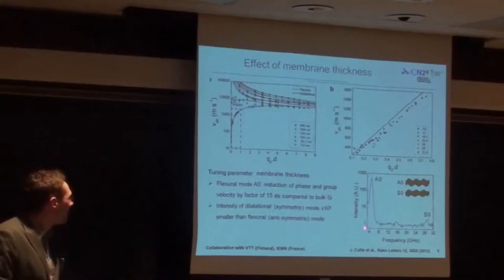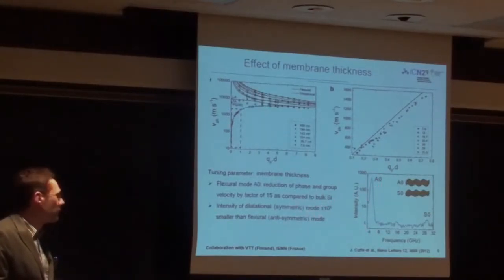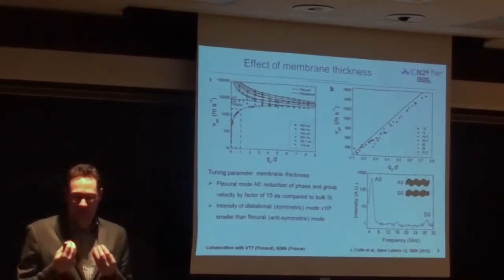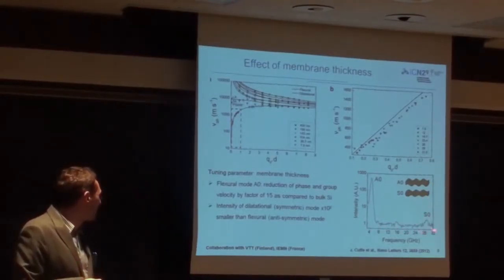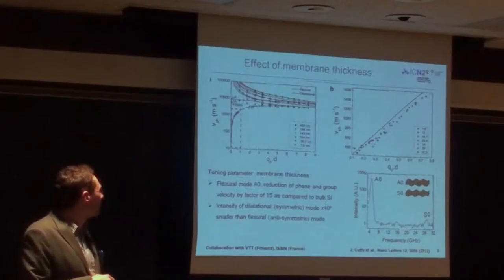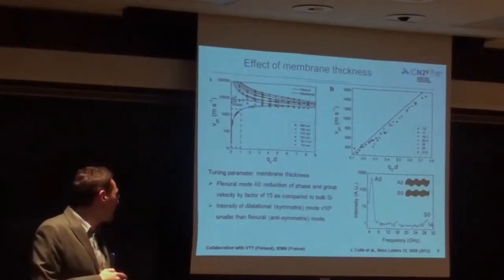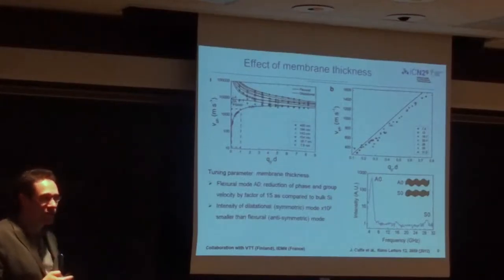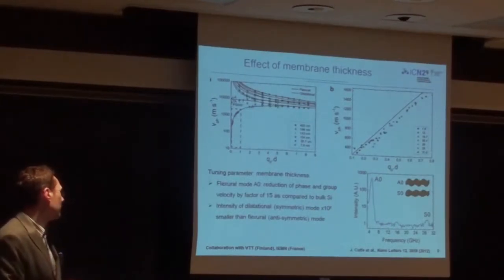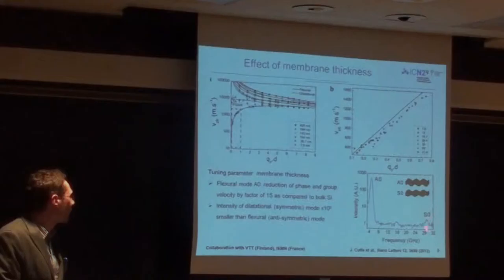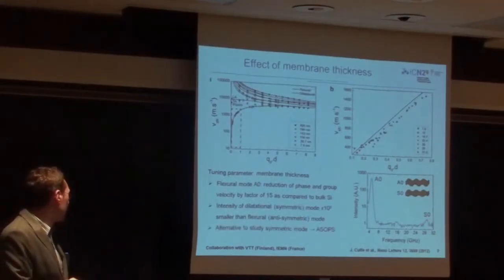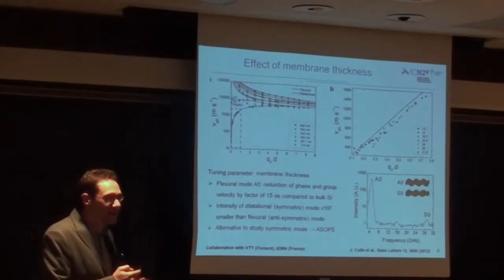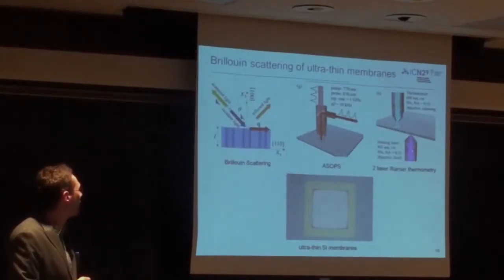Now, this is only the flexural mode. However, if you look at the BLS spectrum, you see that the intensity of this mode is around two orders of magnitude larger than the one for the symmetric mode. And the question is, what do we do with a symmetric mode if we want to monitor this properly? I mean, we can in principle also do this by BLS, but I would like to introduce you now another technique in order to study this first order dilatational mode, and that is the asynchronous optical sampling. That is basically a time domain technique, and I will show you now how this is working.